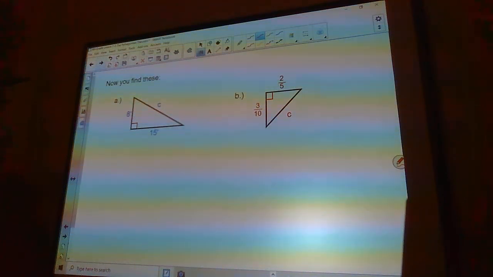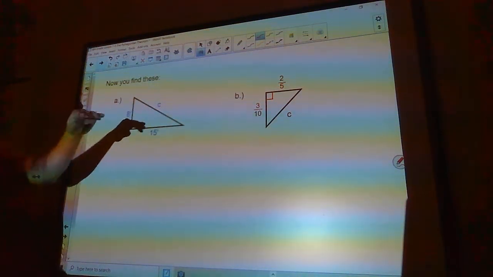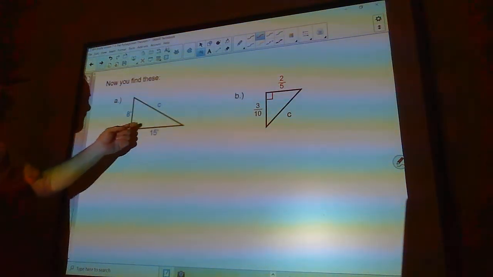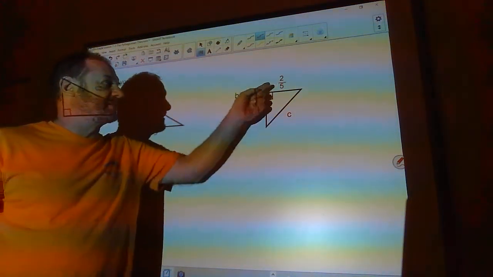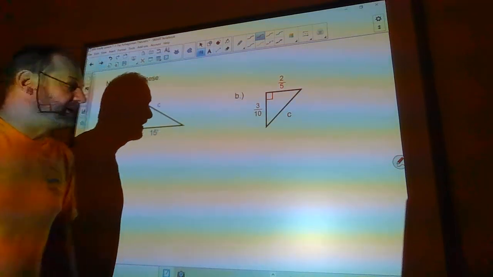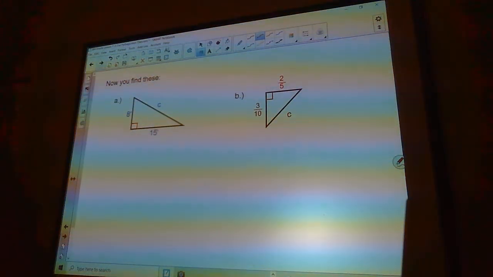Okay, so now you try these. So I've got an 8 foot side, 15 foot side, what's C? And I've got a 3/10 and a 2/5 sides, and I need to have you find C here. So pause the video, figure these out, and then jump back on here and see how you did.